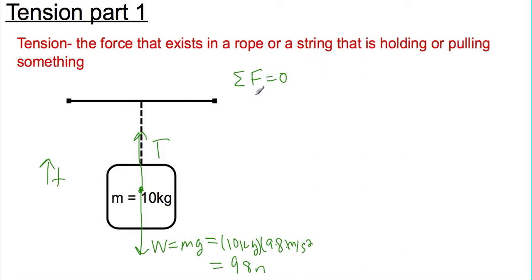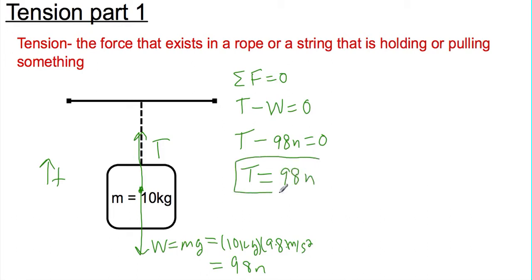So my forces in this case are the tension, positive because it goes up, minus the weight, equal to 0. Tension T minus the weight of 98 newtons is equal to 0. Solving this for T, T is equal to a positive 98 newtons. So what we find in very simple cases like weights hanging on strings is that the tension is simply equal to the weight of the object on the string.